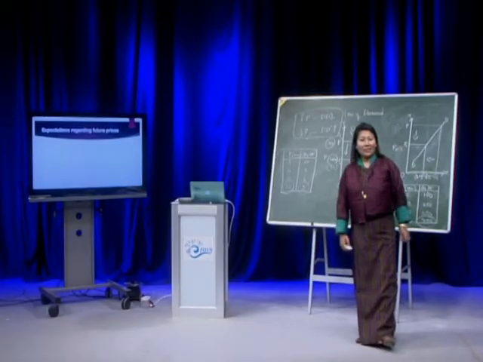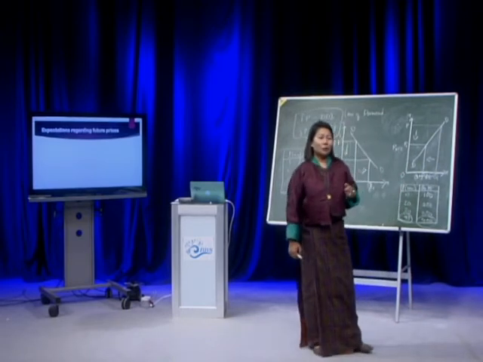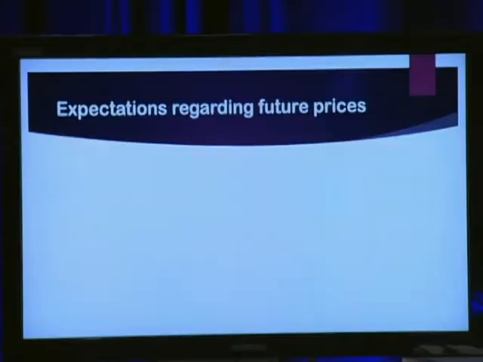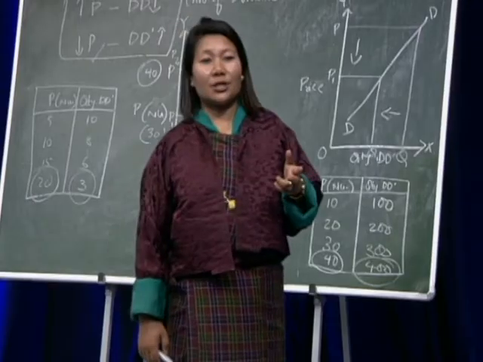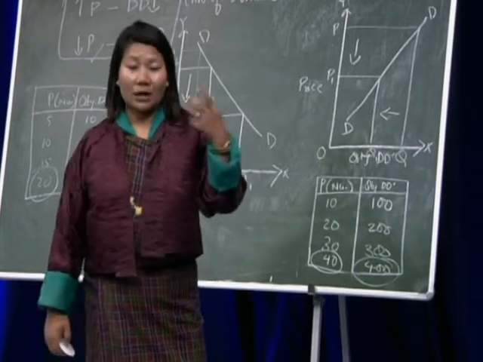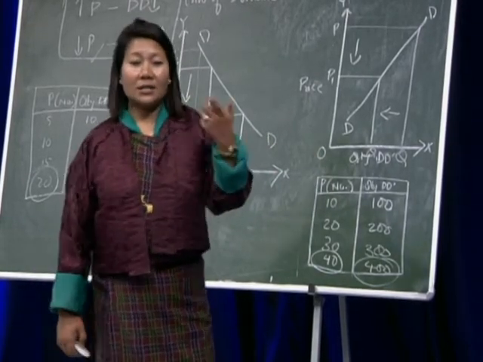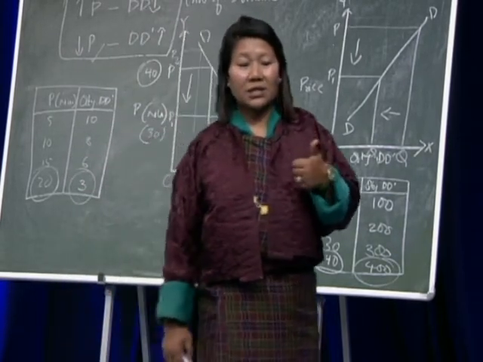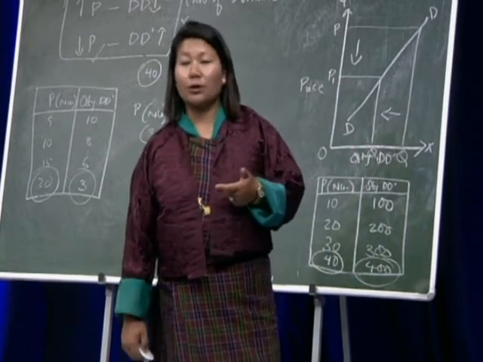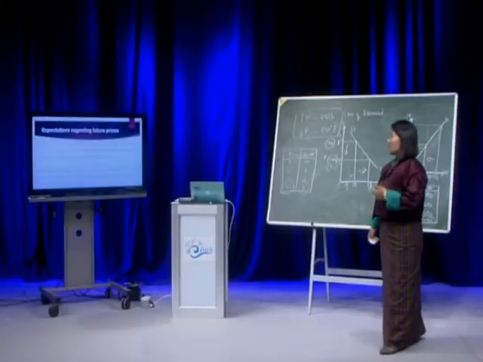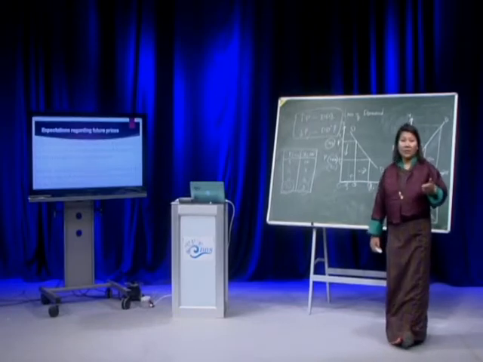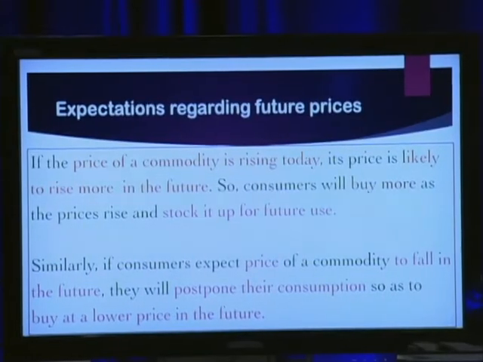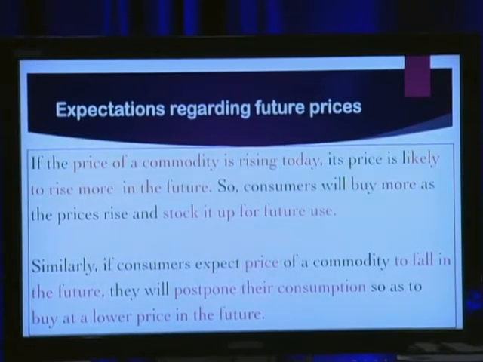Another factor that is making our demand curve positively sloped is expectations regarding future prices. Here consumers are going to have an assumption, or maybe they are going to hear a forecast, that price will either increase or decrease in the future. And according to whether the price will increase or decrease in the future, what will happen to demand? We are going to look at our slide. If the price of a commodity is rising today, let's say right now, its price is likely to rise more in the future.